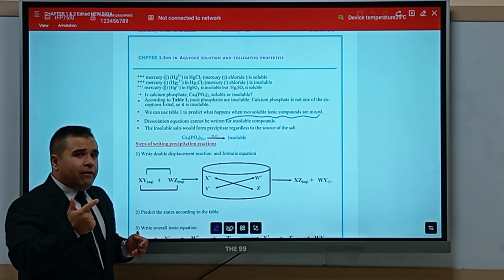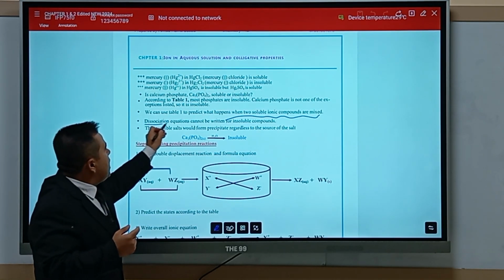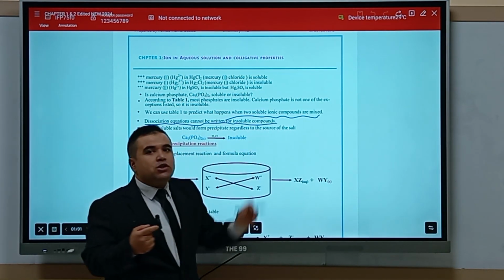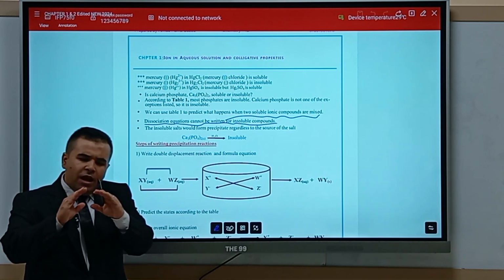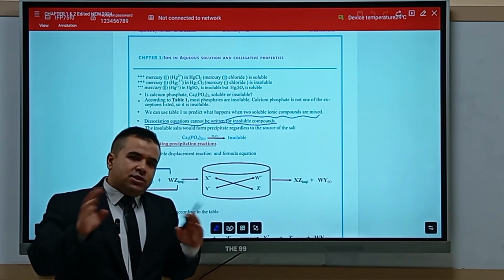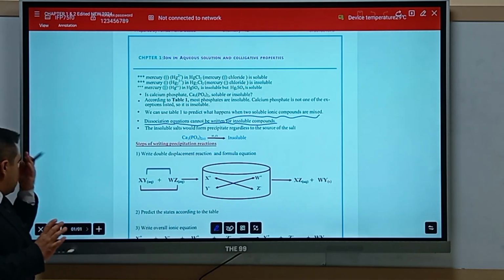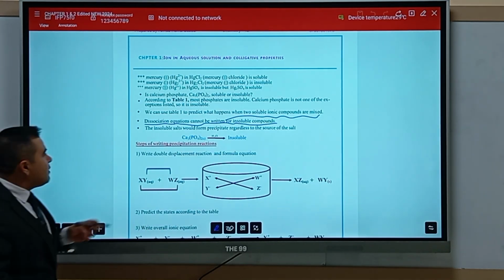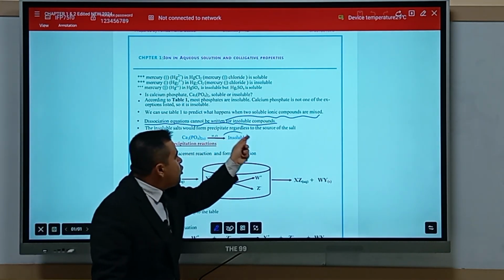Another point you have to know, guys: dissociation equations cannot be written for insoluble salts. So whenever a salt is insoluble, we are unable to write the dissociation equation for that salt. For example, calcium phosphate is insoluble.